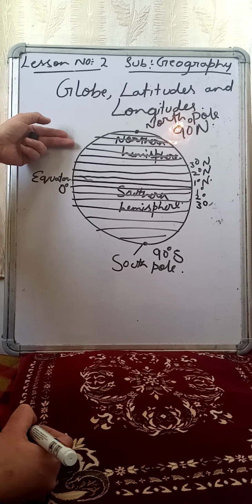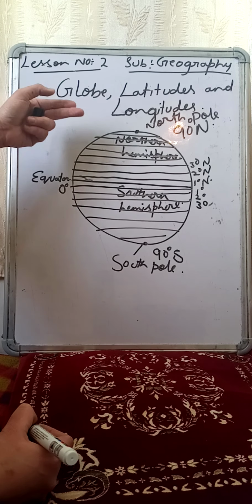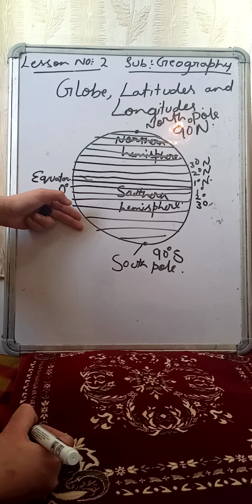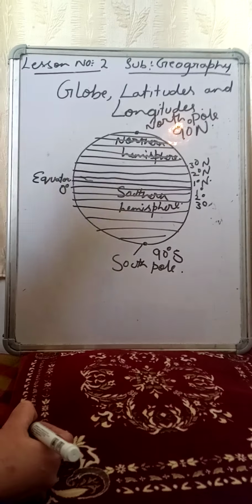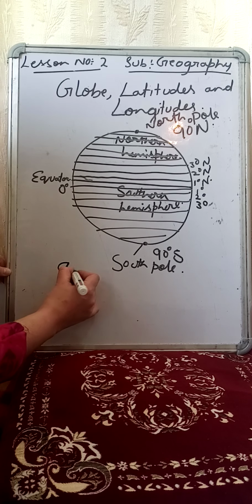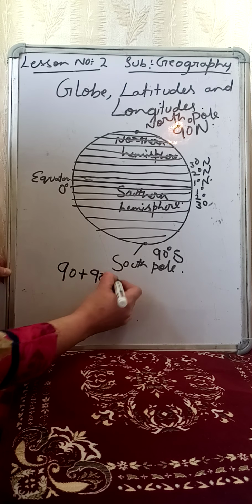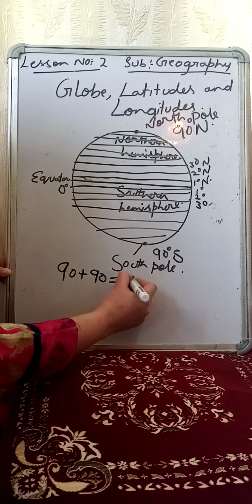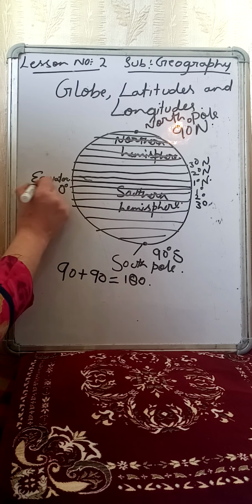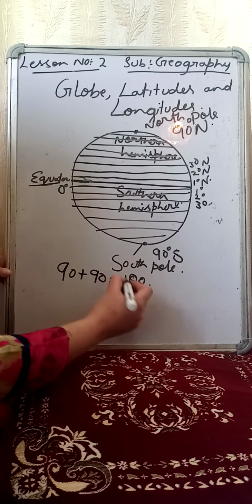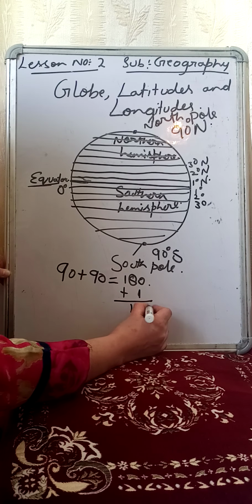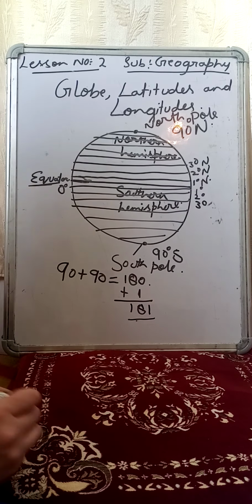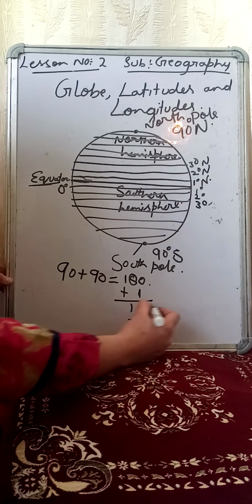So we have 90 lines in the northern hemisphere and 90 lines in the southern hemisphere. In short, we have 90 plus 90 lines drawn, that is 180, plus the equator. The equator was also a line drawn, so that is 1 more. So we have 181 lines drawn. We also call these lines parallels.